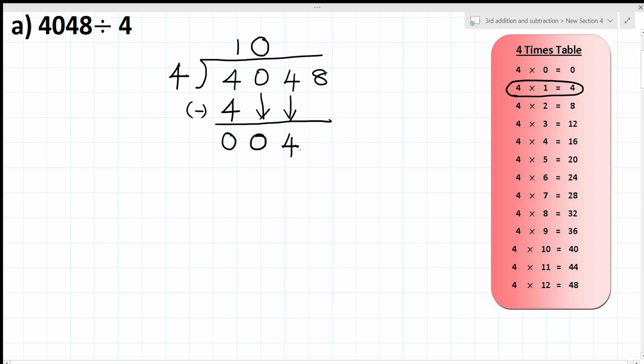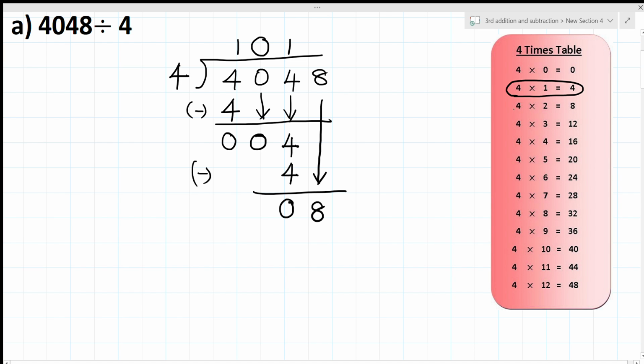That is 4. Now again we have 4 times 1 is 4. So exactly we have 4. So write 1 in the quotient and 4 down. Now subtract 4 minus 4. It is 0. Now bring down the next number 8.